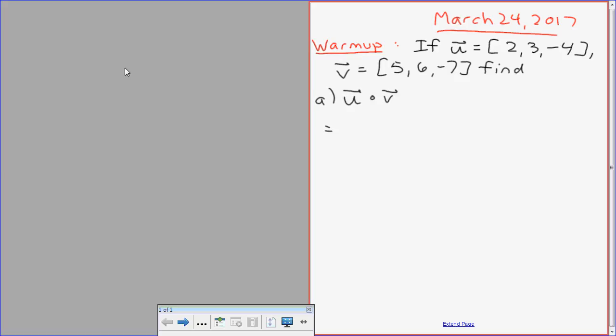Okay, Bailey. Could you please remind me how to dot two three-dimensional vectors? What do I do, please? You could, and then find angles you could, but there might be an easier way for this.